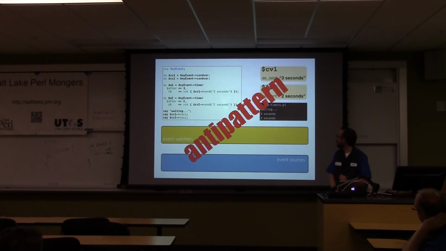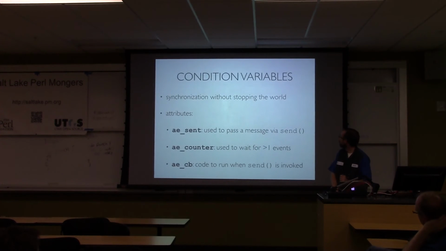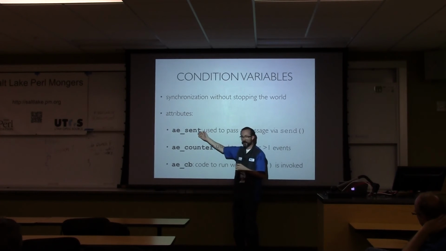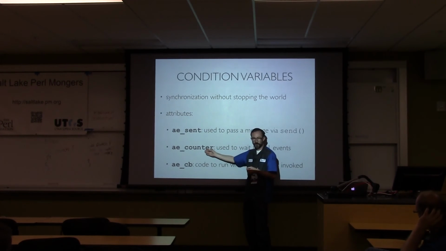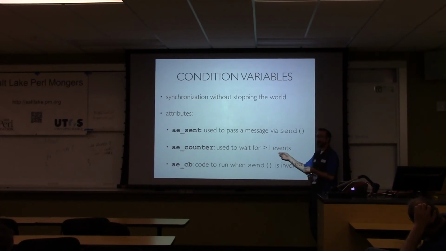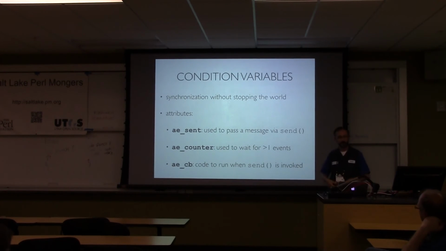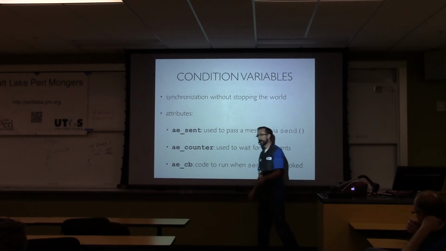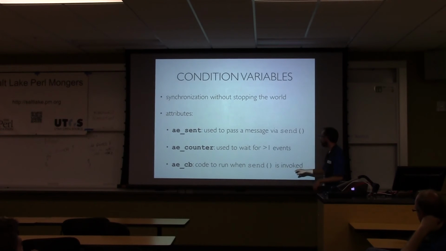And so we're going to look at now begin and end. Before we do that, there are three attributes inside of a condition variable. There's sent that we've been talking about. There's also a counter, and this is used to wait for multiple events. David, this is what you were asking about earlier: is there a way to collect and collate all these events into one thing? Yes, there is, and it's with a counter. And then there's the callback that, Rob, you'd noticed earlier. It will run when send is invoked, if there's something there.